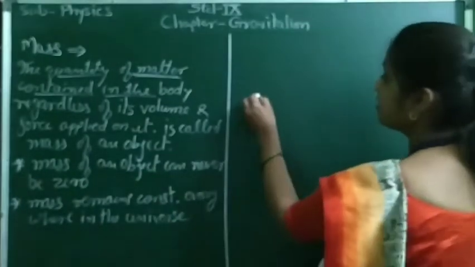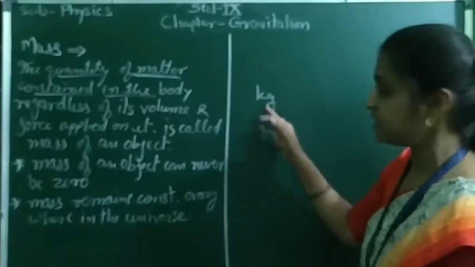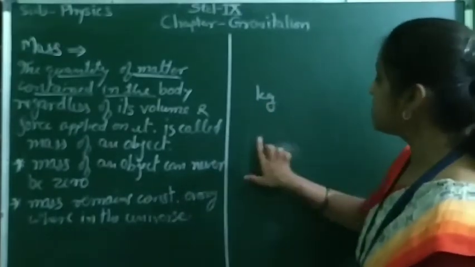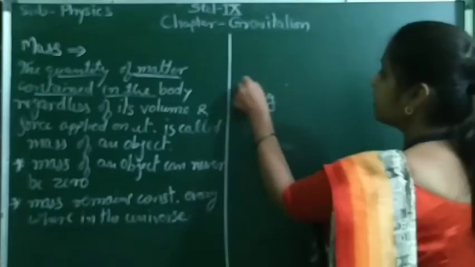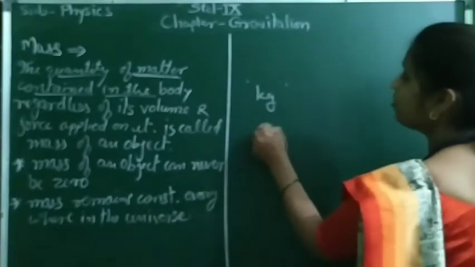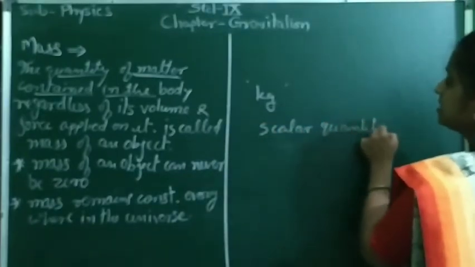Now, how is mass measured? Mass is measured with the unit kg or gram. The SI unit is kg and the CGS unit is gram. So the SI unit of mass is kg, and which kind of quantity is it? It is a scalar quantity. Mass is a scalar quantity.